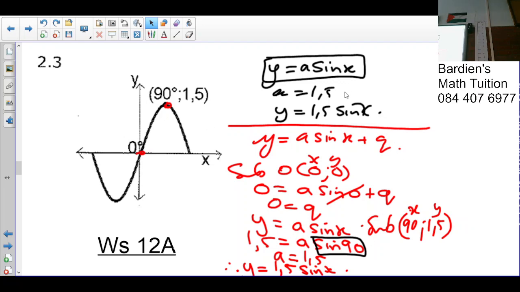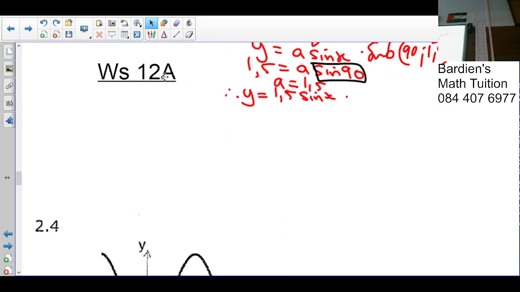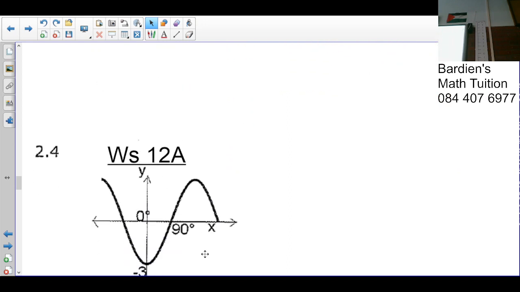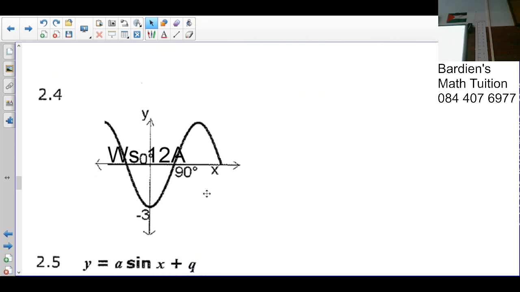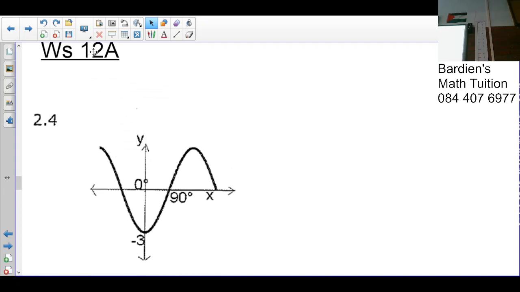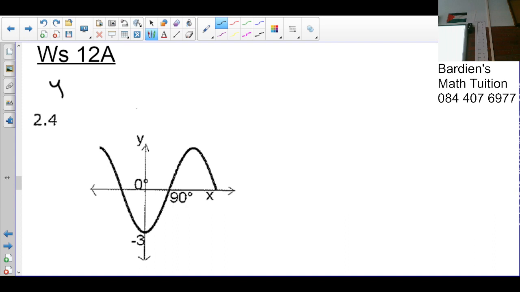You see how little work is needed if you know the characteristics of the graph. Look at this graph. Which graph is this? Cos graph, not so? Again, I can write this graph down straight, that it's going to be y is equal to negative 3 cos x.